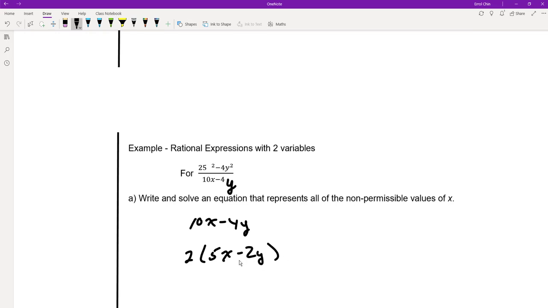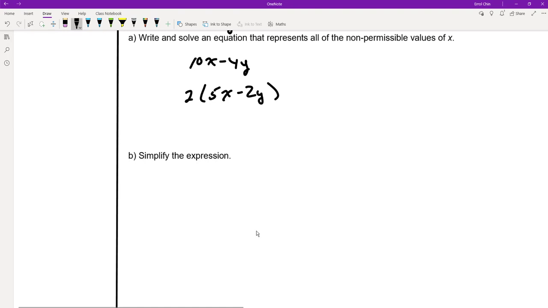And it doesn't really matter that there's two variables. This term is one whole factor. Okay, we always set factors equal to 0. So we're going to go 5x minus 2y is equal to 0. 5x is equal to 2y.